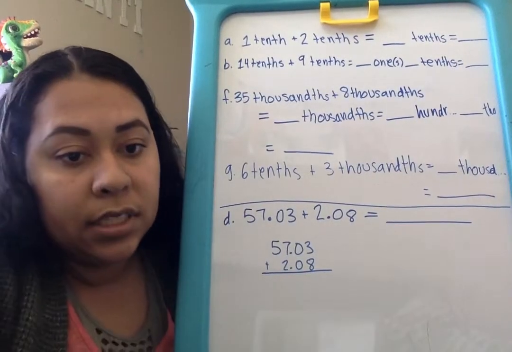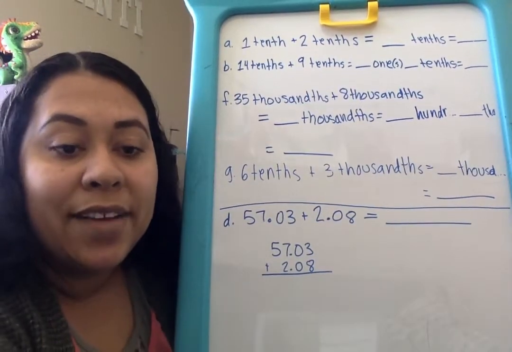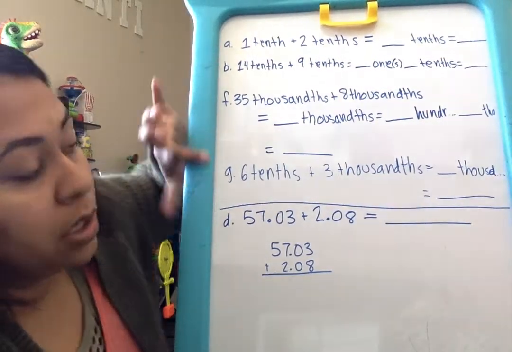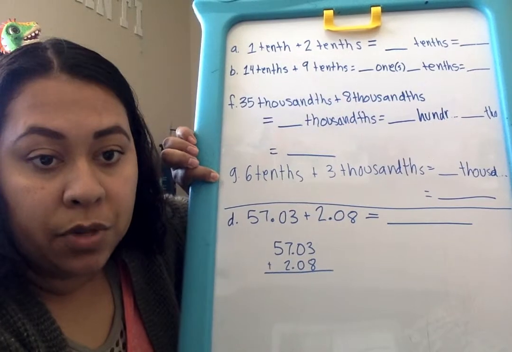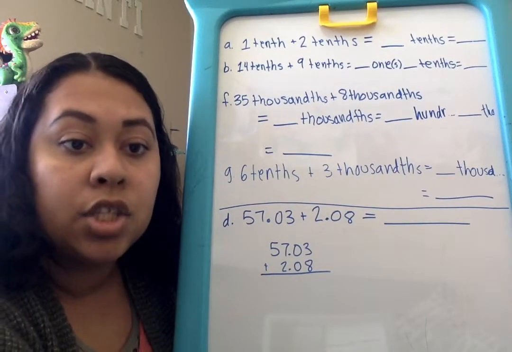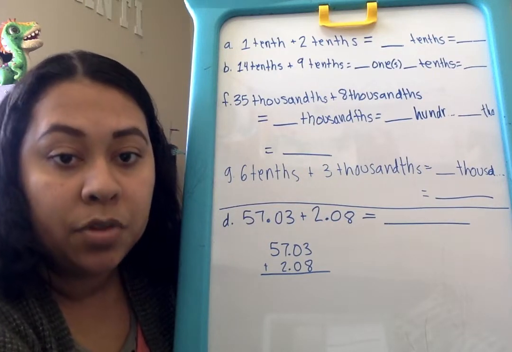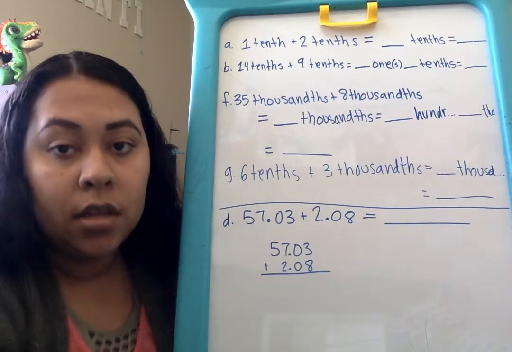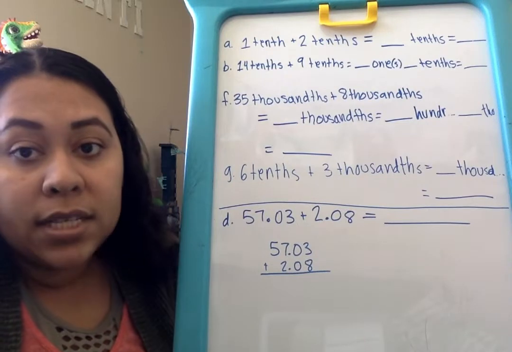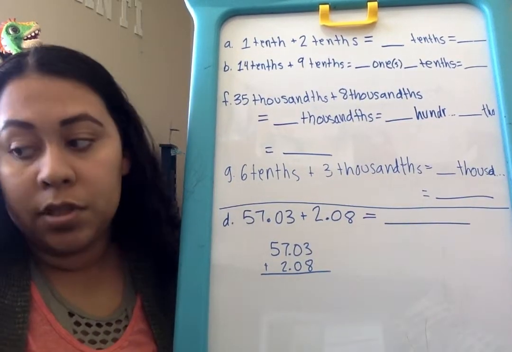So now, let's look at problem 1. So problem 1, you have A through I. You do need to answer all of A through I. I'm only going to be showing you a few of these, but I'm going to read all of them to you. So number 1, A through I says solve, and then write the sum in standard form. Use a place value chart if necessary. So for example, A says 1/10 plus 2/10 equals blank tenths equals blank.